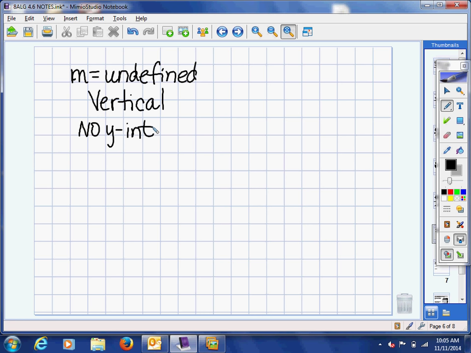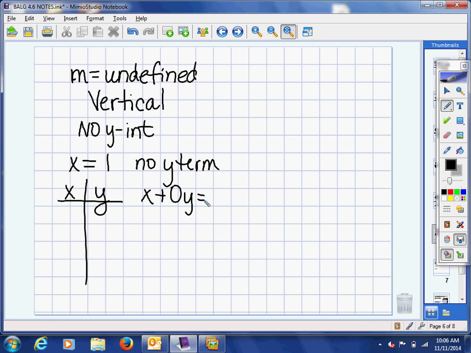So what you will see is possibly an equation like this, like x equals 1. Do you see that there's no y term? That just means that this is a vertical line. It's going to cross through the x at +1, but it's never going to cross the y. Now you can do a table with this. Let me see if I can formula this thing. I was trying to remember how I did this with another student the other day. You could do x plus 0, y equals 1.